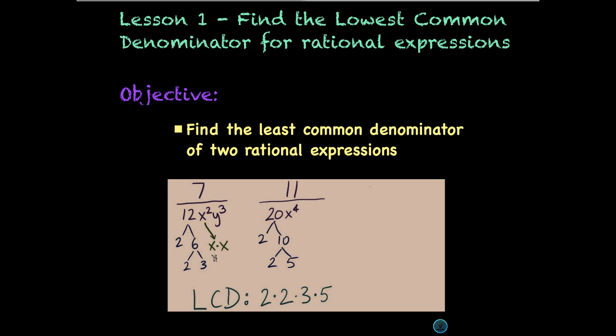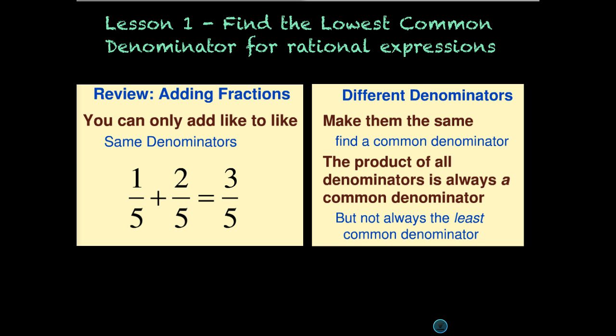It's a little more difficult to find a common denominator when you have a rational expression because remember, a rational expression is a polynomial divided by a polynomial. So let's look at an example. Let's review. Remember that when we add fractions, you can only add like to like. So meaning you need to have the same denominators, as in this fraction here, 1/5 plus 2/5. When we add those, if we have common denominators, we keep the denominator the same and we just add the numerators. If we were to have different denominators, then we need to make them the same.